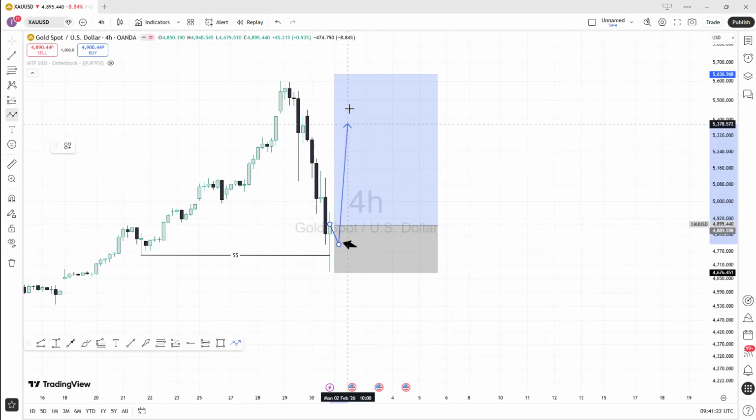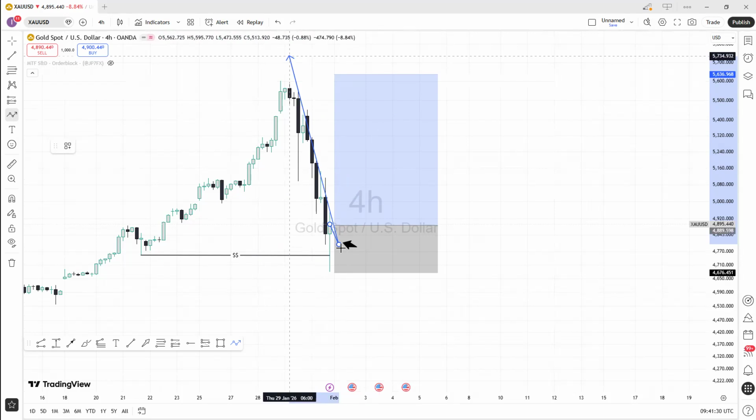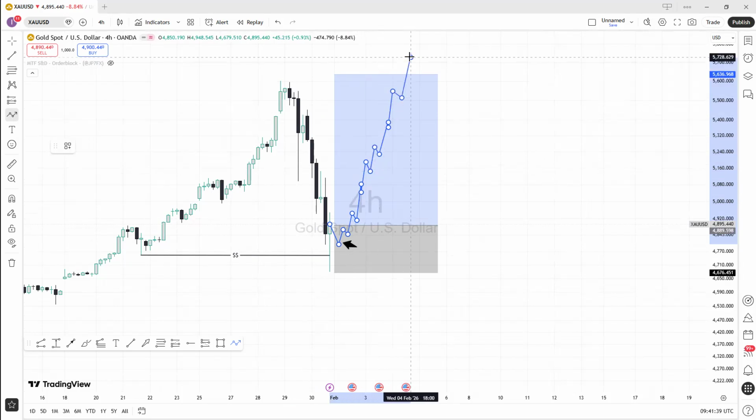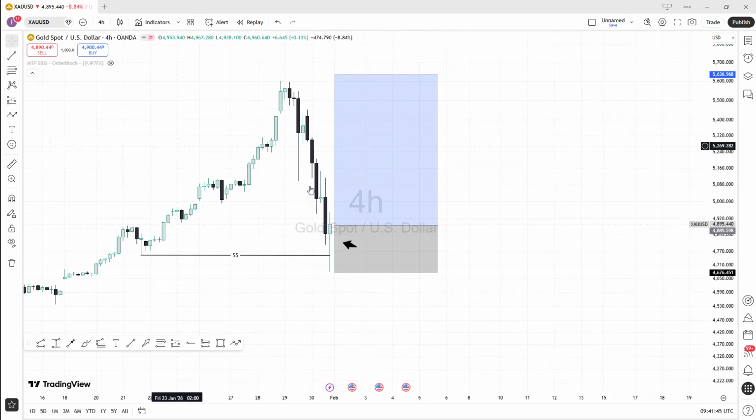and then it will rise up until it takes that previous high, until it takes this buy side liquidity. So expect a very, very slow movement upward, with low volatility, until it takes that previous high. Okay, so that is my view on gold.